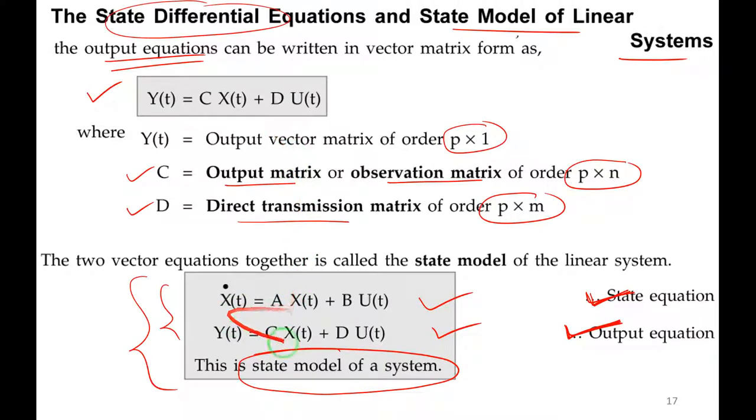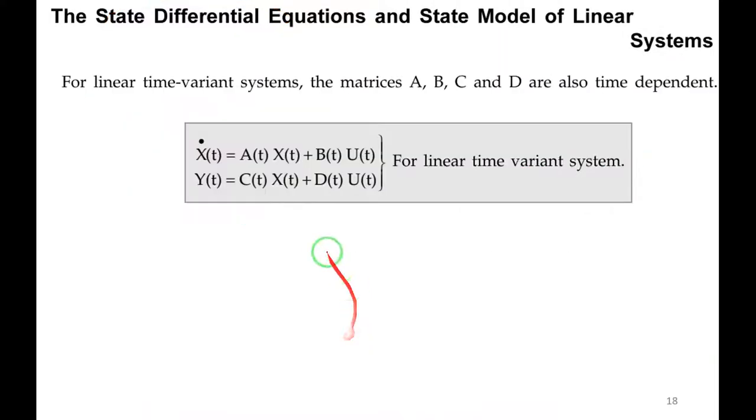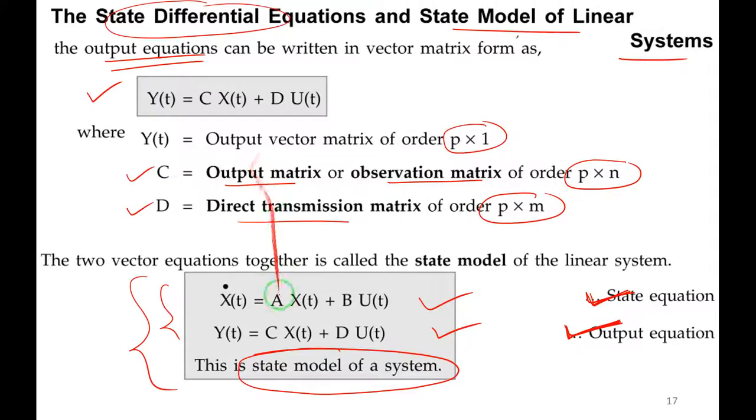Then this is for time invariant. If it is time variant, I will write them as functions of time, because A is a function of time: A of t, B of t, C of t, D of t. The same equations. This is for LTI system. We are just showing that they are functions of time, right?